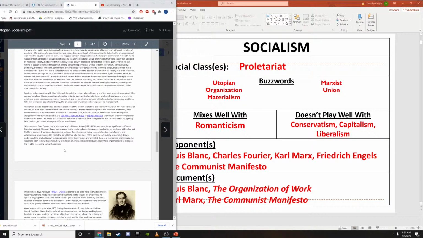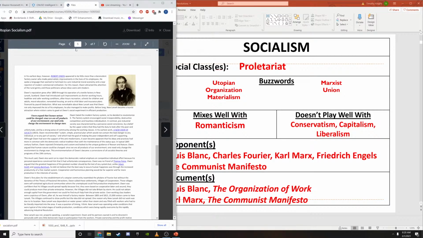Owen understood the implications of industrialization better than Fourier and accepted them in a much more positive way. He was much more open to new machinery, new techniques, and new discipline because he saw these improvements as steps on the road to increasing human happiness. In his earliest days, however, Robert Owen appeared to be little more than a benevolent factory owner who made paternalistic improvements in the lives of his employees.